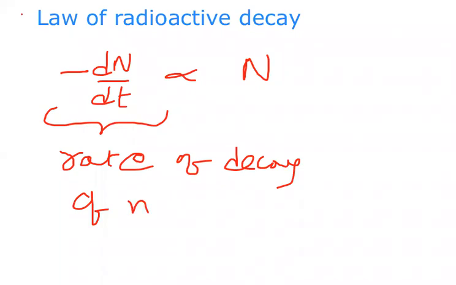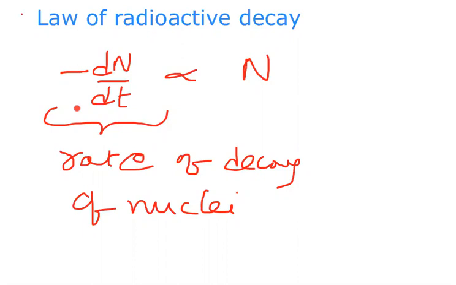Rate of decay of nuclei is given as minus dN by dt. How many nuclei are decaying in a unit time? The number of nuclei decaying per unit time is called the rate of decay. What do you mean by decay? Decreasing, disintegration. We also call decay disintegration or decreasing. That is indicated by the negative sign. Here the negative sign says that the number of nuclei is decaying. So rate of decay means the number of nuclei decaying in a unit time.